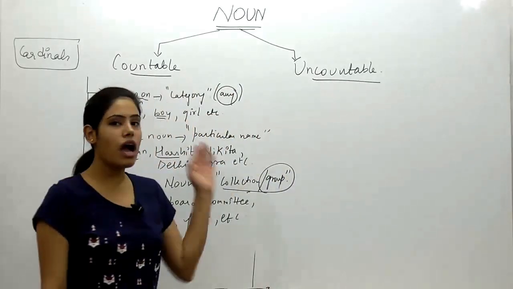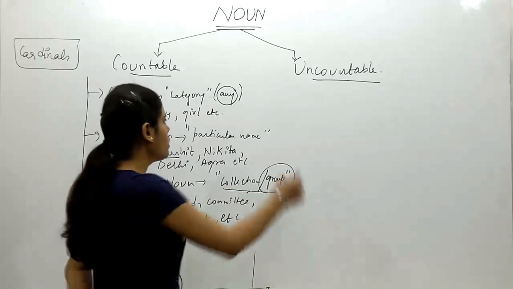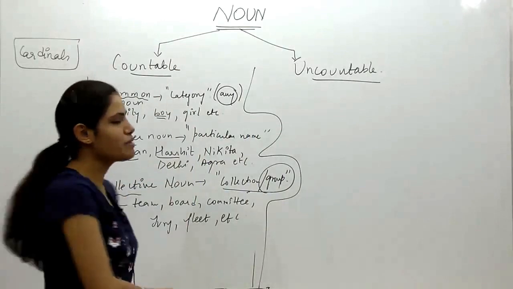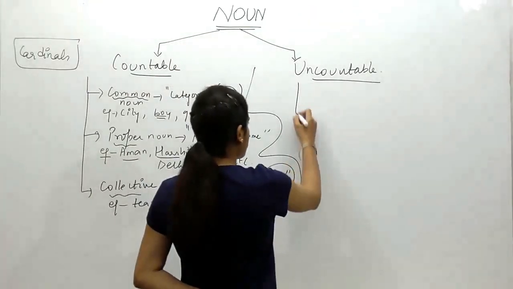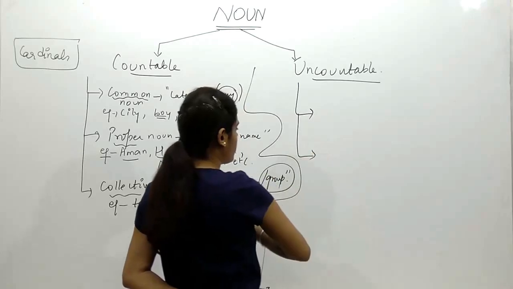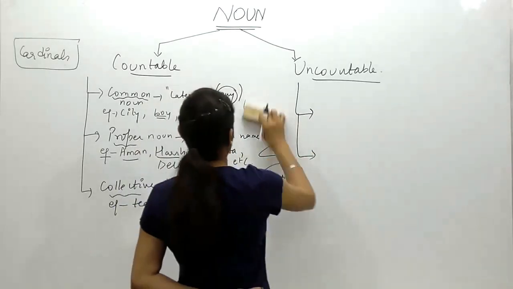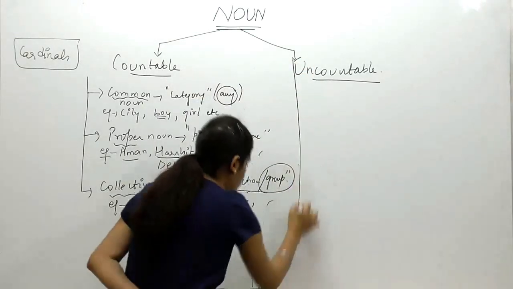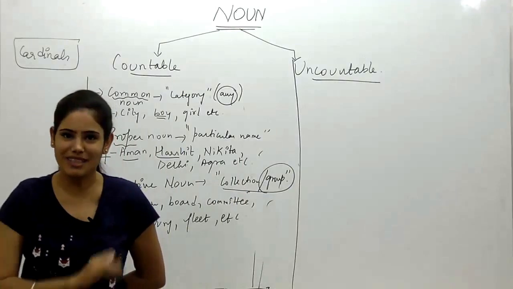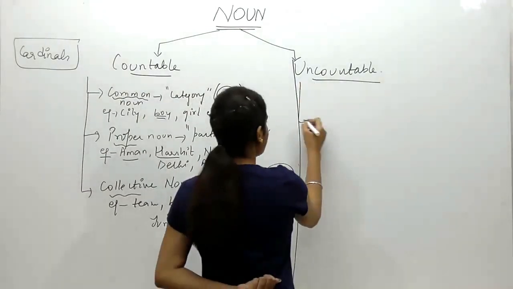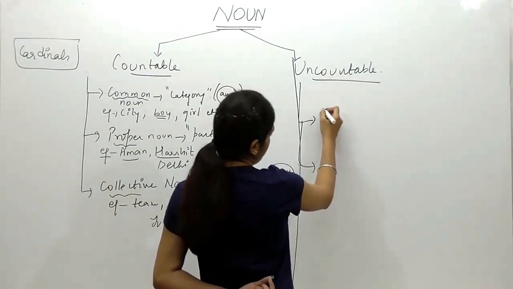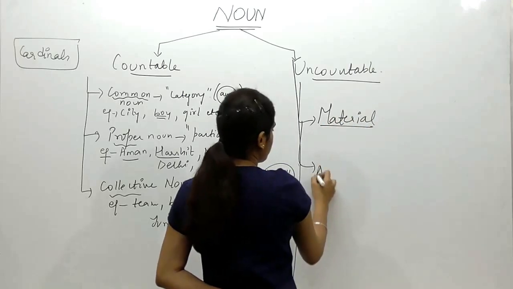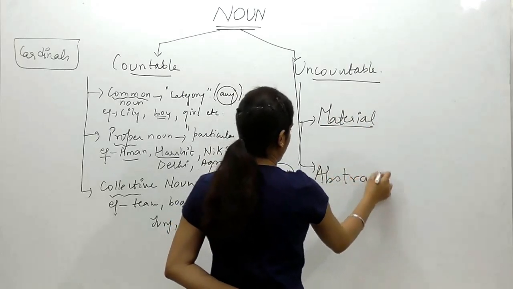Now let's come to uncountable nouns. I've divided into this frame because there is no space to set it straight. It has two different categories. Okay, it's not looking like it will confuse you. So let's sketch it like this. I hope it is now clear. Okay. So uncountable noun, the first type is material noun, and the second type is abstract noun.